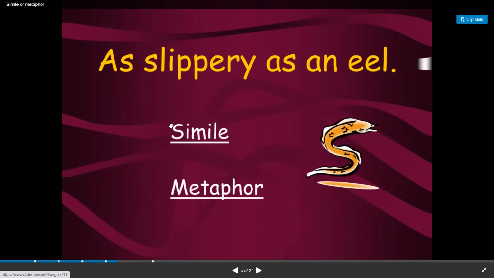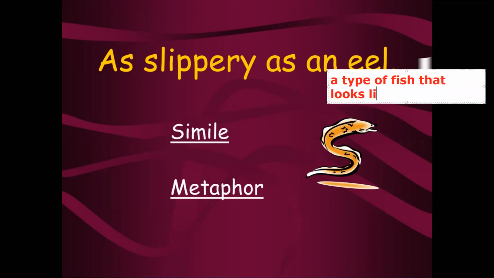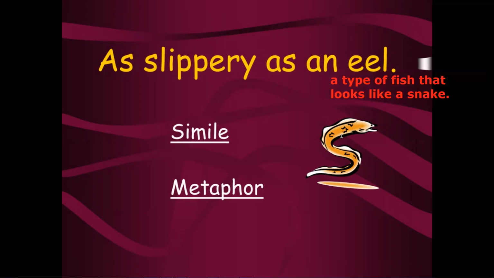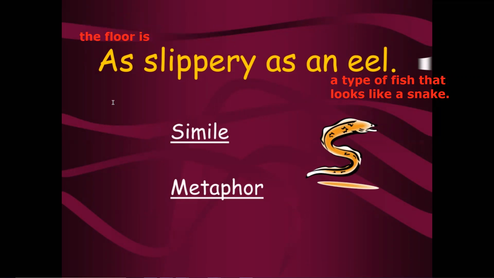As slippery as an eel. Eel is a type of fish. It looks like a snake, but it's a fish. And it's very slippery and soft. Its body's so soft and slippery. Like if you put your hand, it slips. So I can say that the floor is as slippery as an eel.